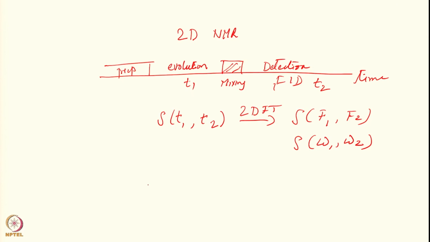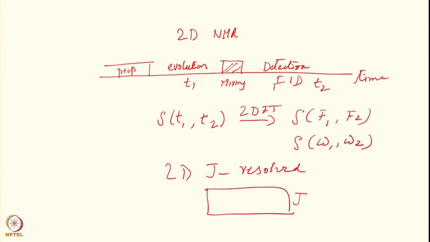So, we took a particular example of 2D spectra, the 2D J-resolved spectroscopy. There, along the two frequency axes, we had J on one axis and the chemical shift delta on the other. So this became a 2D separation experiment, with the coupling constant on one axis and the chemical shift on the other. And we are going to go into other kinds of 2D experiments, the correlation experiments.